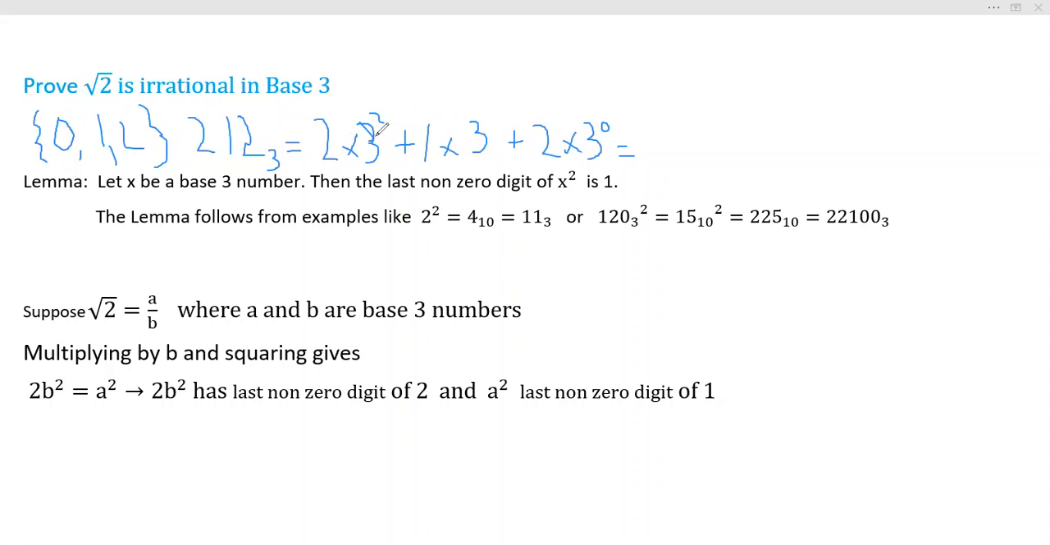Excuse me, 2 times 3 squared is 2 times 9, which is 18. Plus 3 is 21. I'm getting 23 in base 10. You don't really see base 10 written this way very often, but since we are mixing bases here, let's double check. 2, 1, 2 means 2 times 3 squared. 3 squared is 9, 2 times 9 is 18. 1 times 3 is 3, 18 plus 3 is 21. 21 plus 2 would be 23 base 10. So that's just an example of what we mean by base 3.